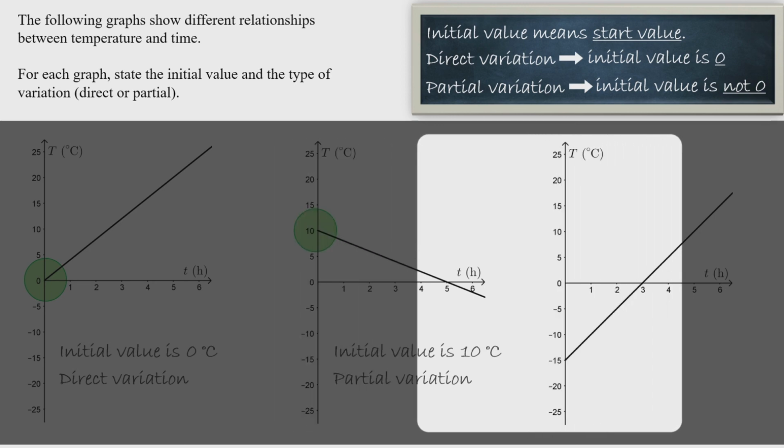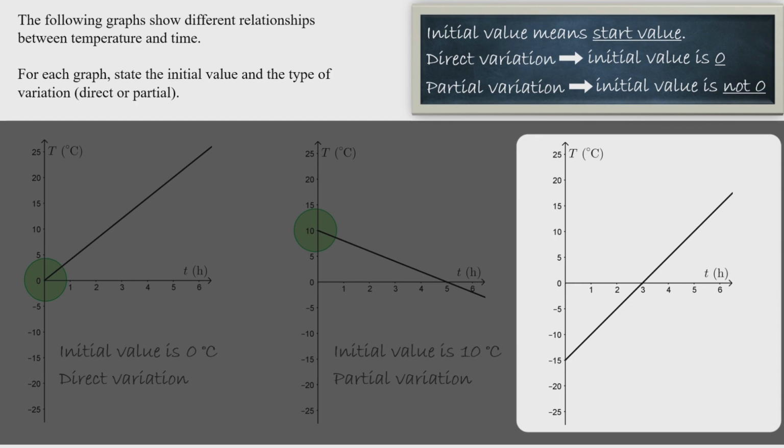On to the final graph. This graph has a negative initial value. We can see it right there. The starting value is negative 15 degrees Celsius. Once again, since that value is not 0 degrees Celsius, this is a partial variation. And that's it.